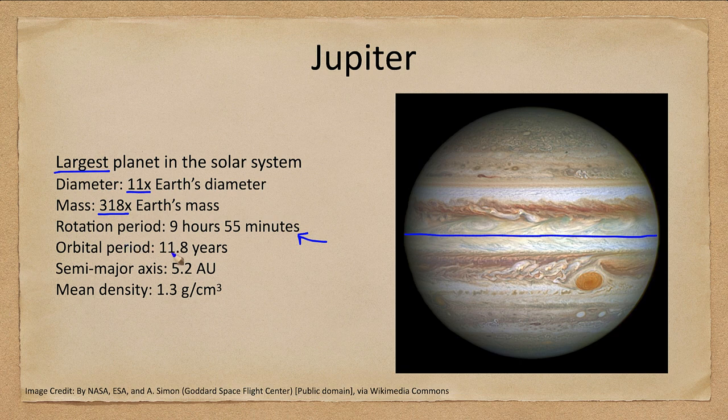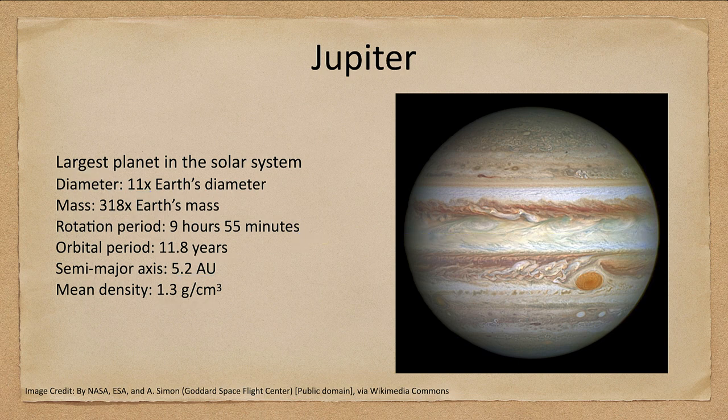The orbital period is nearly 12 years, and the semi-major axis is 5 astronomical units, 5 times further away from the sun than Earth. Its density is a little greater than the density of water. So it has a very dense interior, but it has very low density gases on the exterior that average it out to a very low density overall.